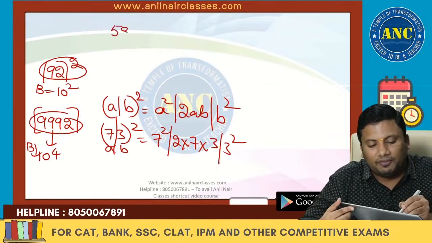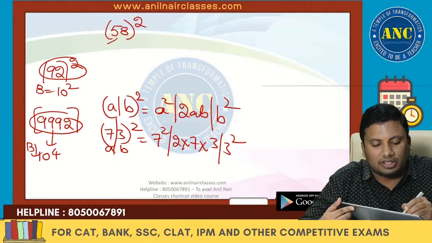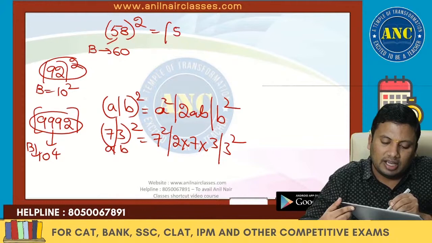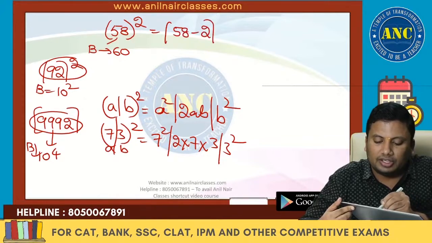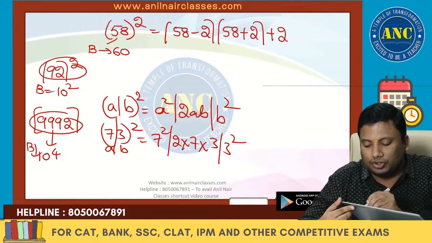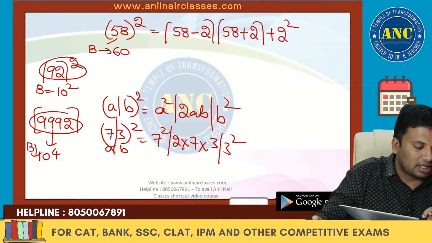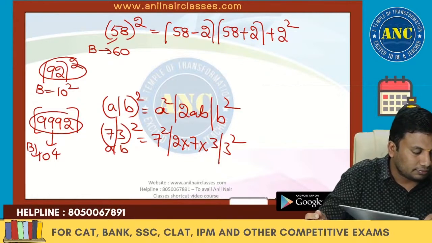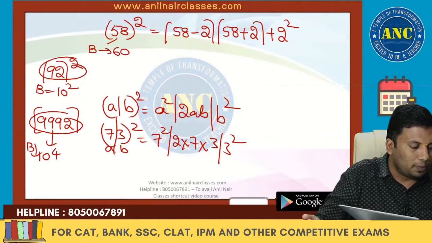58 square. 58 is nearer to which multiple of 10? Either you can take 50 or 60. If I take 60, 58 minus 2 into 58 plus 2, plus 2 square. That will give you the answer. Right? I hope it is clear.